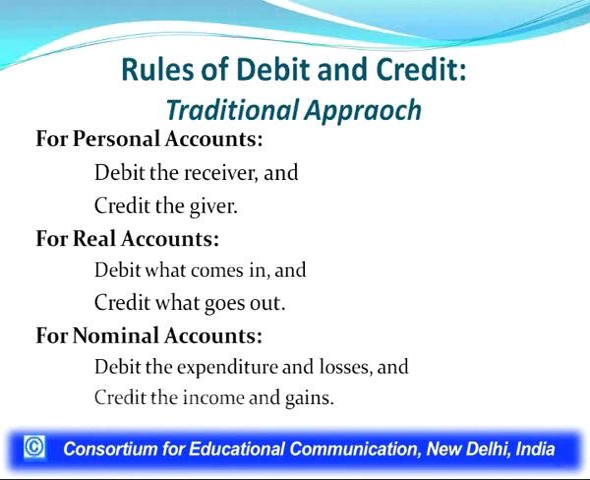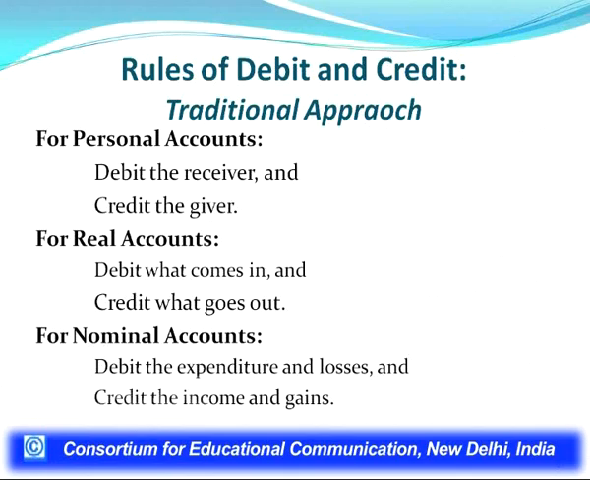Then real accounts. Real accounts have things which may be tangible or intangible. Then we apply the rule: debit what comes in and credit what goes out. If anything is coming into the business, suppose we purchased furniture, so the furniture is coming into the business. So, the furniture account shall be debited. Then credit what goes out. If the furniture has become old and we are selling it, then in case of the sale of furniture, the furniture goes out. So, the furniture account shall be credited. So, in case of real accounts, debit what comes in and credit what goes out.